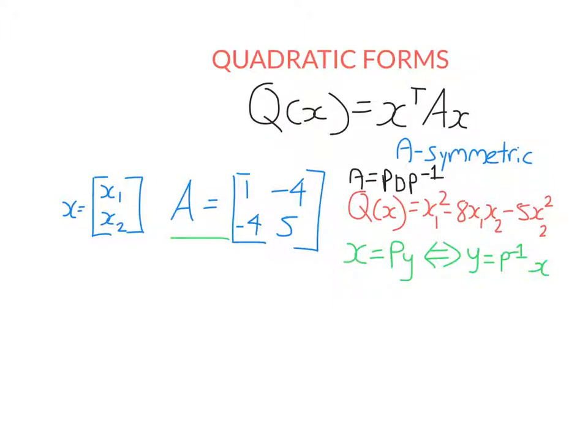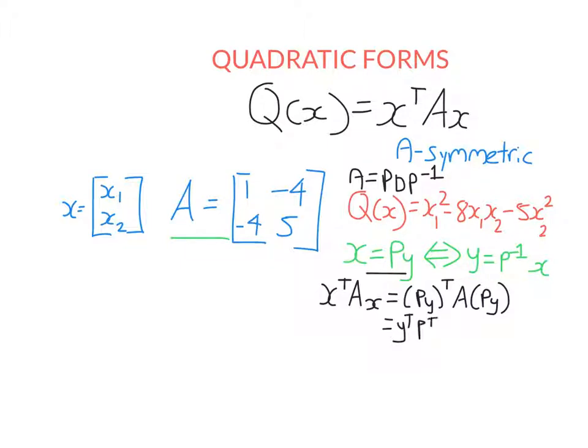So our quadratic form was x transpose Ax. That's just a normal quadratic form. But if I change x for Py, I can write it like this. And then, of course, I can use the rules of transposition. Remember, you switch the order to get y transpose P transpose APy, like this. So this is a quadratic form where, instead of the matrix A, we have this matrix here.